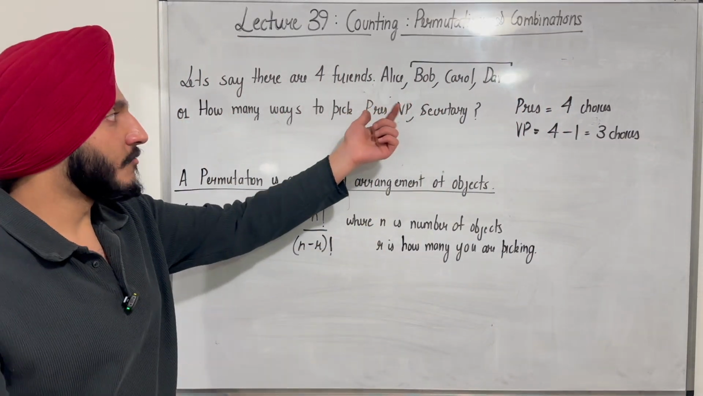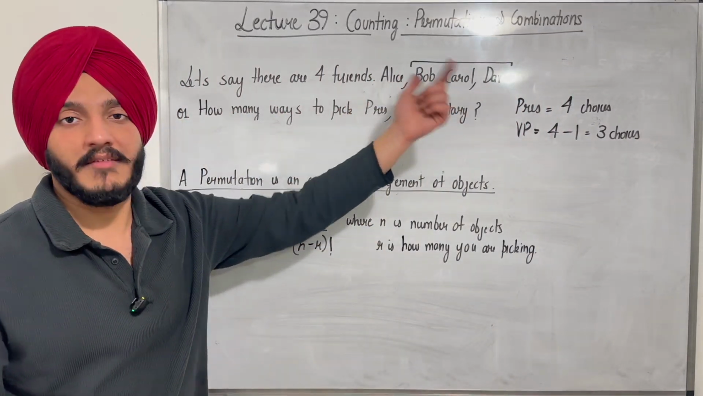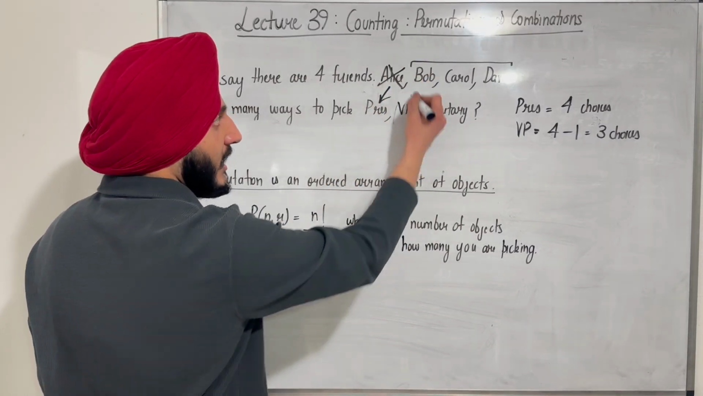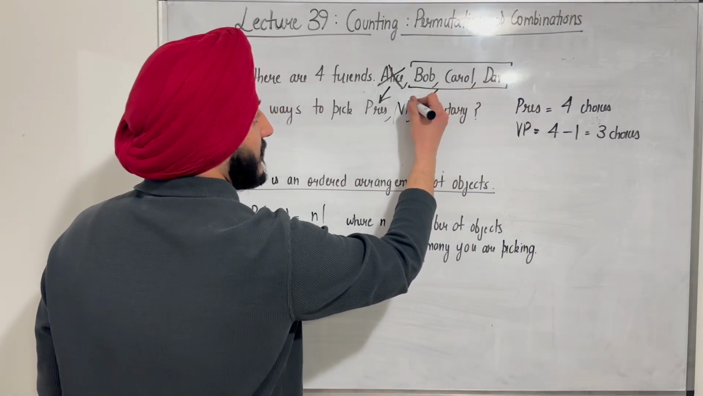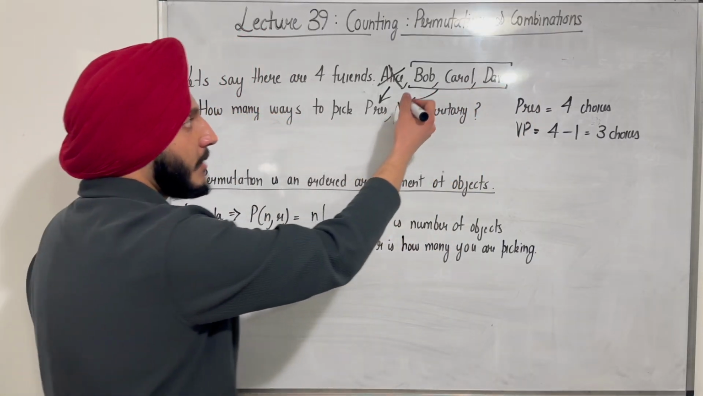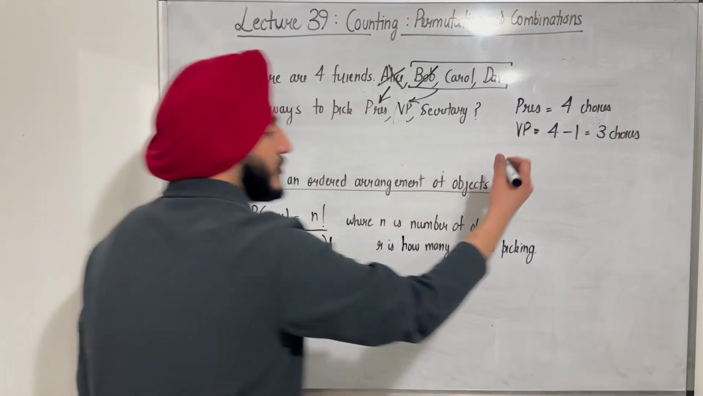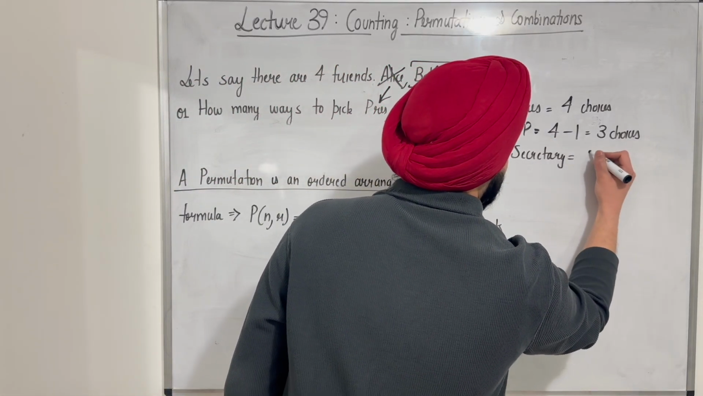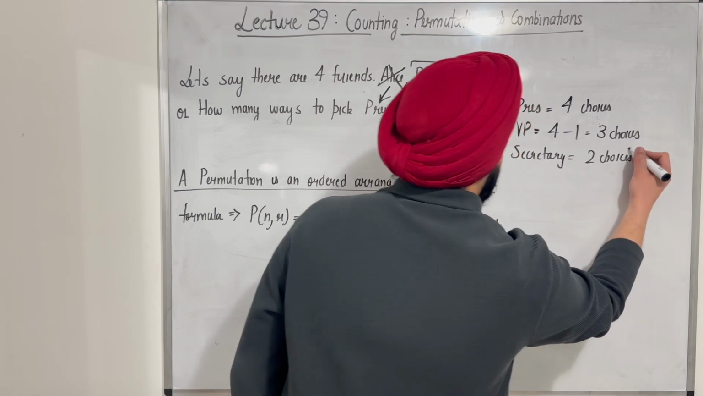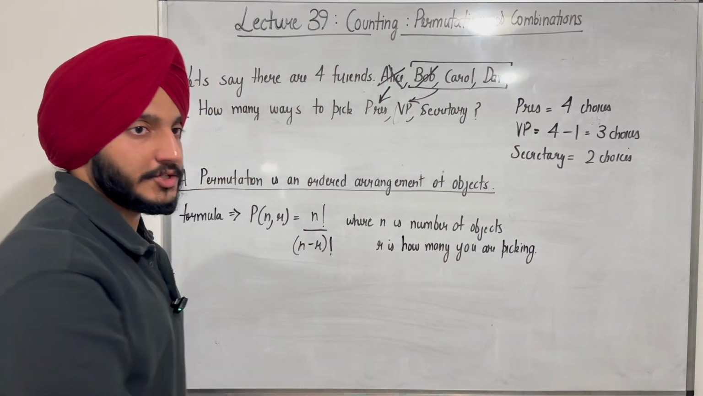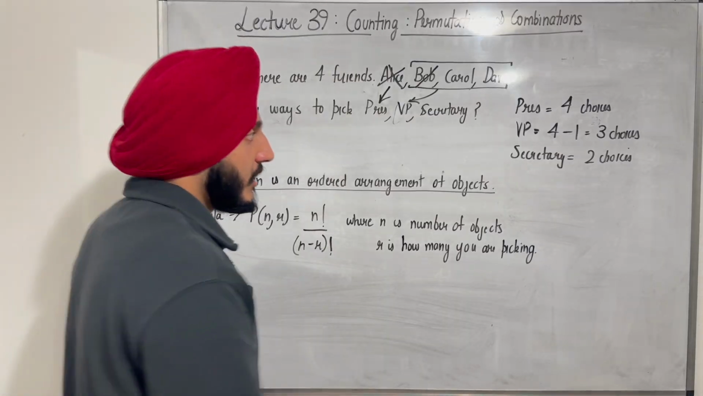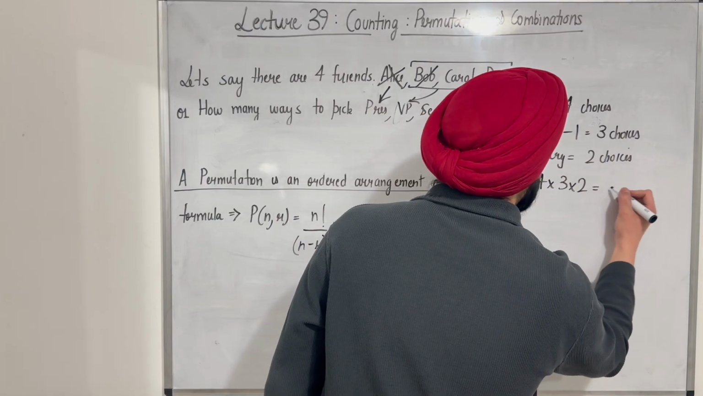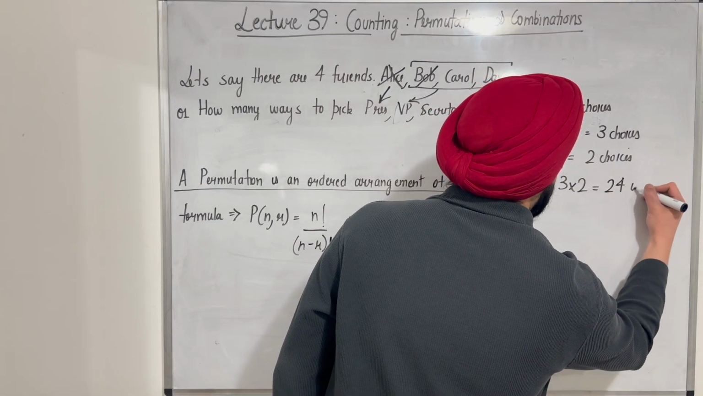Let's say for the president, I had Alice, Bob, Carol, and Dave as options, and I picked Alice as the president. That means for the VP, I would have Bob, Carol, and Dave as the options. Now let's say I pick Bob as the VP. For the secretary, how many choices would you have? You would have 2 choices left. So how many different possible ways are there? It would simply be 4 multiplied by 3 multiplied by 2, which is equal to 24 different ways.